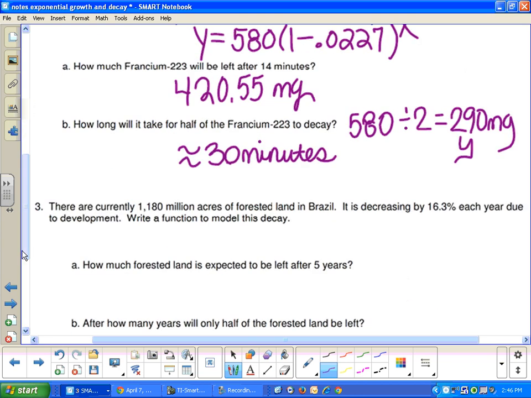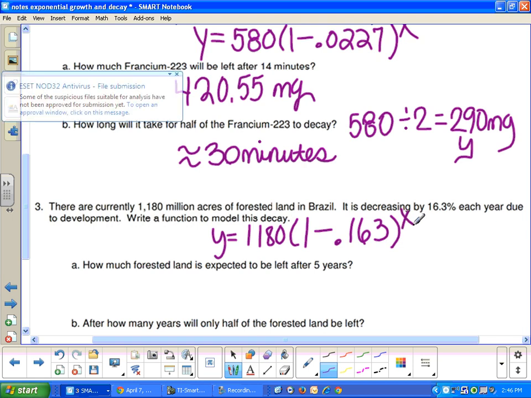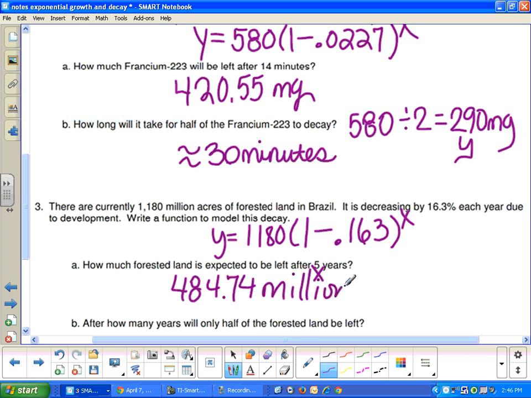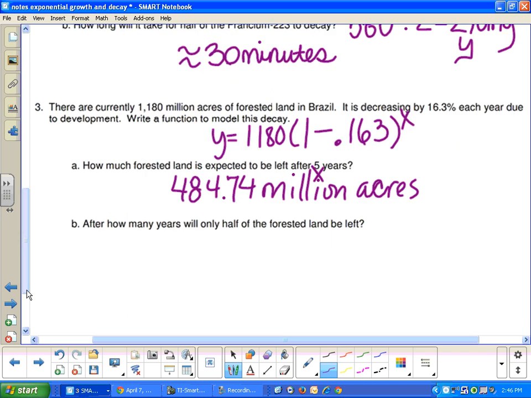Okay, for number 3, same idea. We're talking about our original amount, 1,180 million. It's decreasing by 16.3%. I've got to change that to 0.163 to the x. It wants to know how much after 5 years, so our x needs to be 5. We'll have 484.74 million acres left. And we're talking about only half of 1180 will take about 3.9 years.